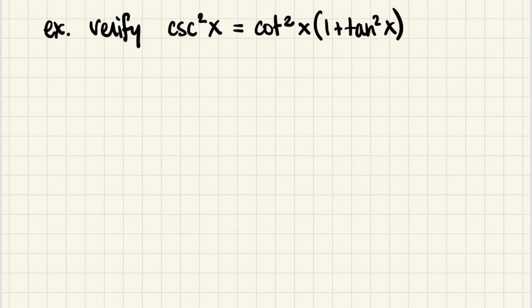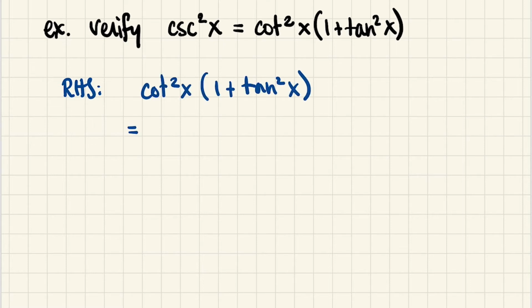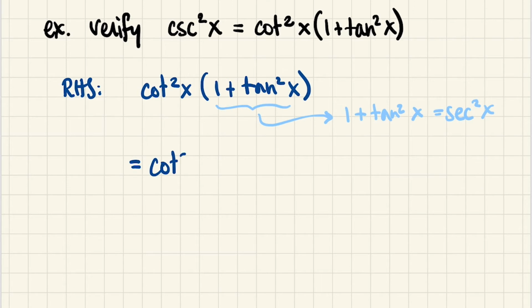Okay, I want to revisit this example and this time just show you that there's really not always just one right way of proving a trigonometric identity. For instance, again, starting with the right-hand side, we could have noticed that 1 plus tangent squared is secant squared. So this would give us cotangent squared of x times secant squared of x.